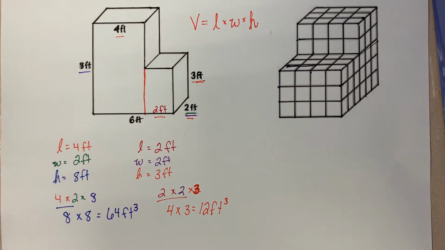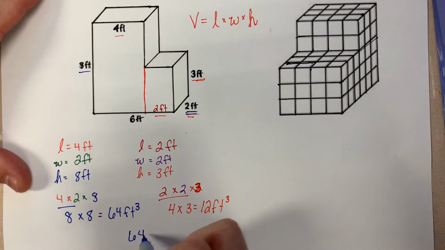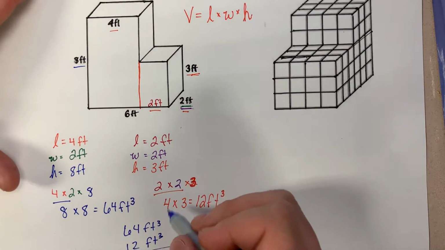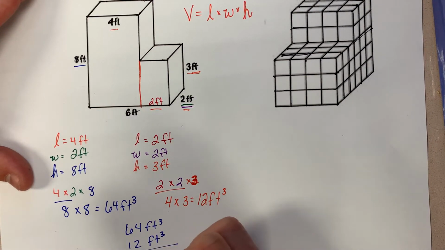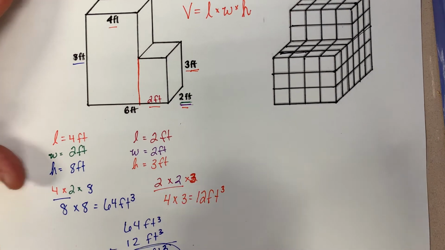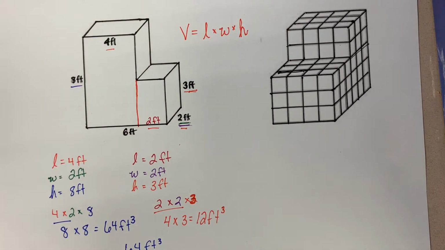All right, now I need to add them back together, and that will give me the volume for the entire shape. Okay, so 64 feet cubed plus 12 feet cubed. 4 plus 2 is 6. 6 plus 1 is 7 feet cubed. We got 76 feet cubed for the volume of this shape.